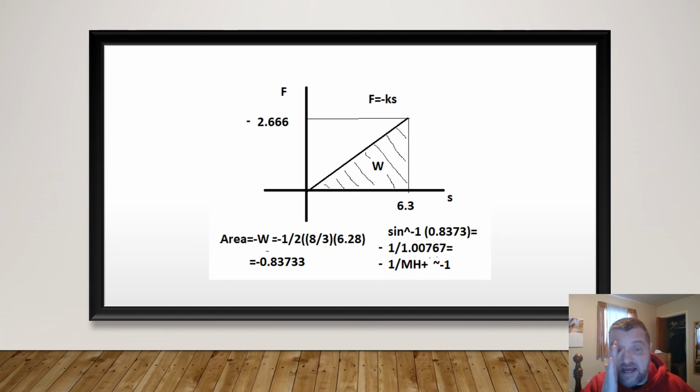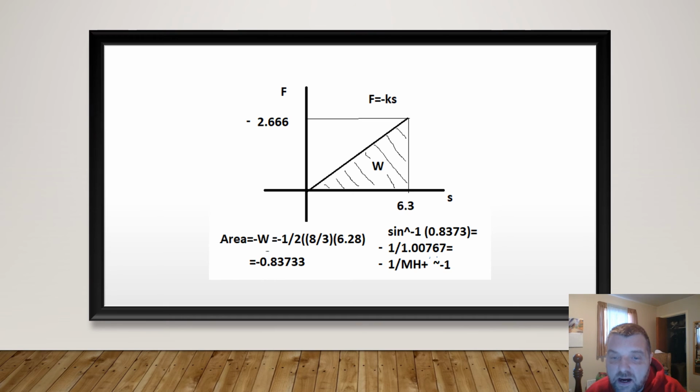And here we have a plot, same plot, F equals minus ks. This time we just show the area under the curve, which is equal to the minus of the work done. So the area, minus work, is equal to minus 1/2 base times the height, so 8/3 is the force, 6.28 is the position. It's equal to minus 0.8377. We take the inverse sine of 0.8373.